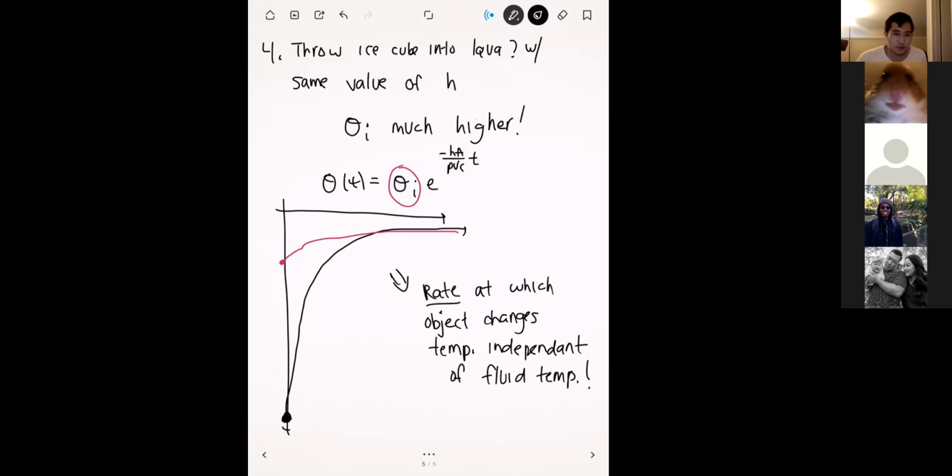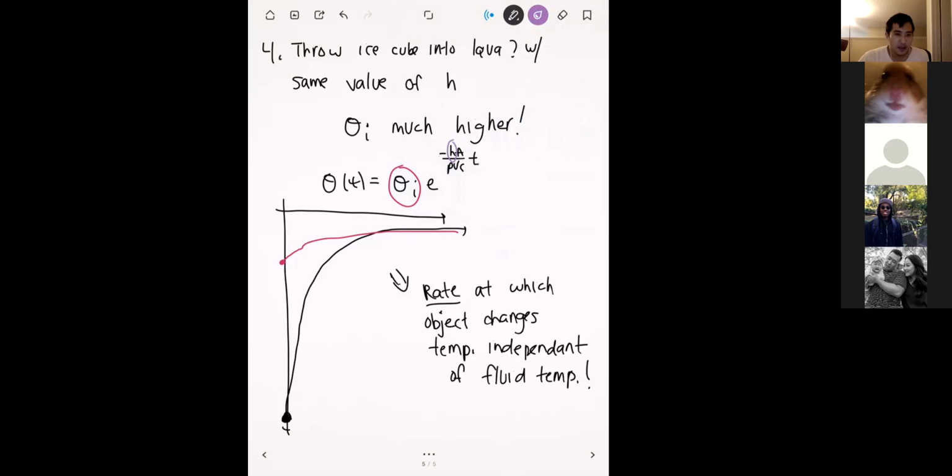Which is kind of crazy to think about, right? So if you throw your ice cube into a pit of lava, or into a swimming pool, the rate at which the temperature reaches its final temperature is about the same, right? In reality, of course, this is not true, because the one big assumption that we make here is that h stays the same.